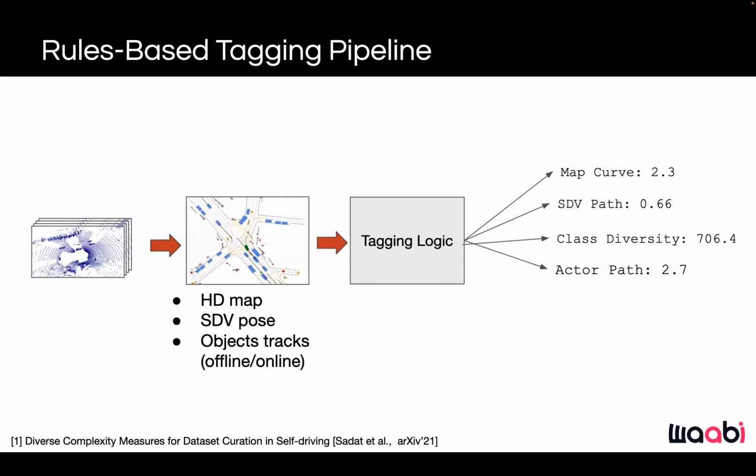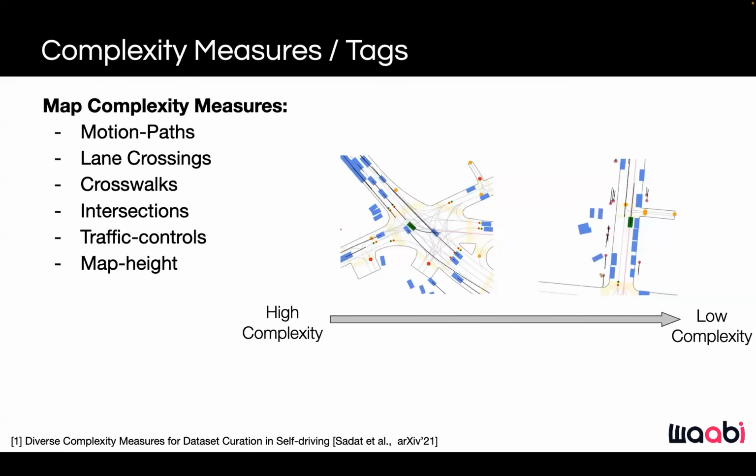Typically, we log everything on the logs, right? So you can use that information to define interesting things. Let me just give you a few examples. You can look at measures of map complexity. For example, how many motion paths do you have, how many lanes are there? Is there a lot of diversity in how they are in this particular area?